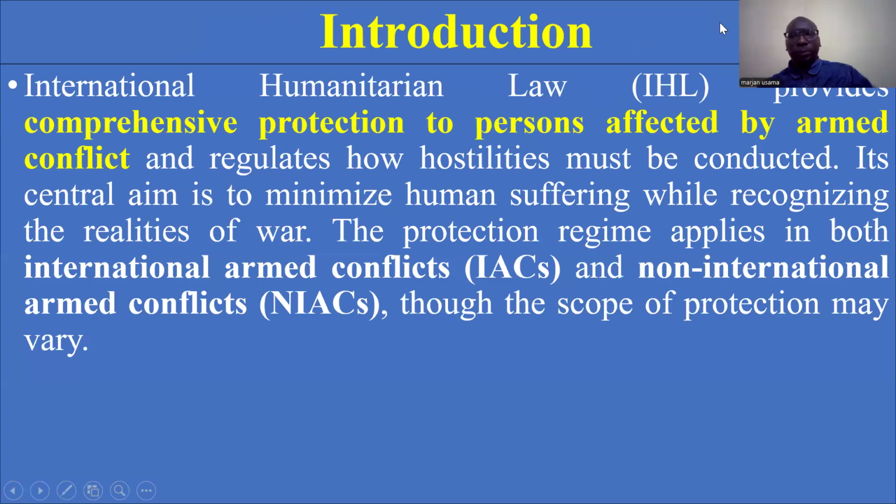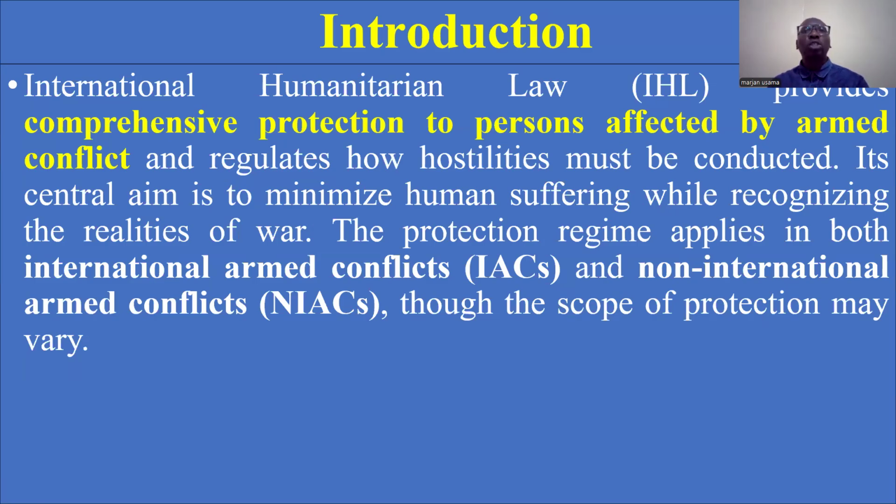So this is our introduction. Now, international humanitarian law provides comprehensive protection to persons affected by armed conflict and regulates how hostilities must be conducted. Its central aim is to minimize human suffering while recognizing the realities of war. The protection regime applies in both international armed conflicts and non-international armed conflicts, though the scope of protection may vary.